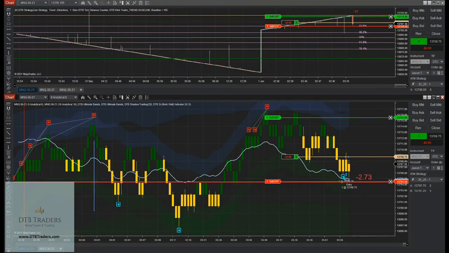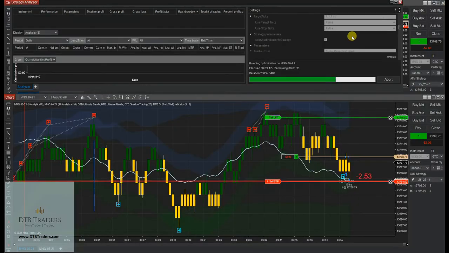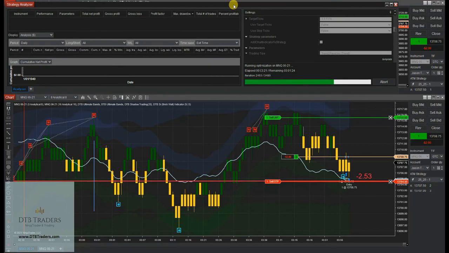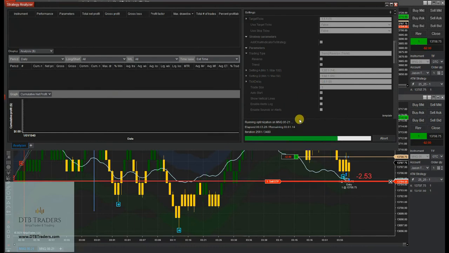Okay, so let's have a look at what our strategy analyzer is coming up with. Okay, so that is still running. It's got the trend and the reverse. Got about a minute left to run.